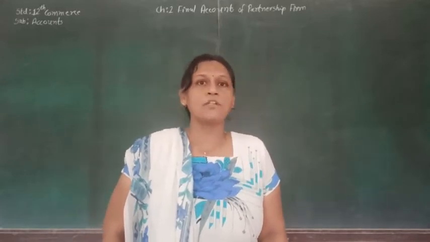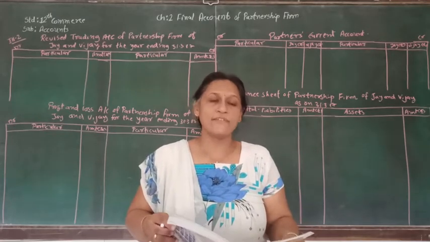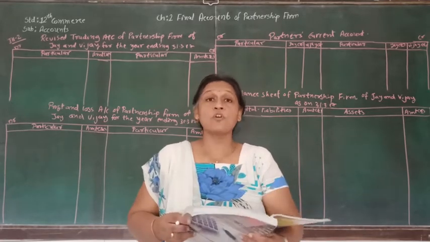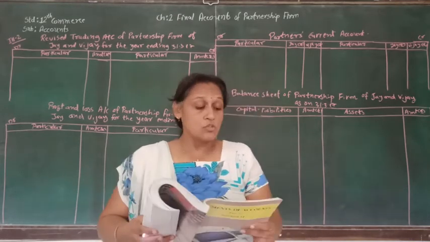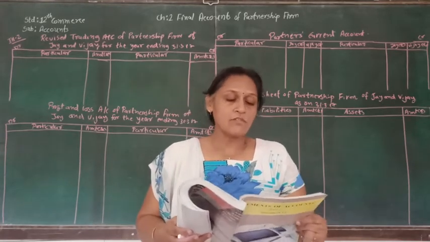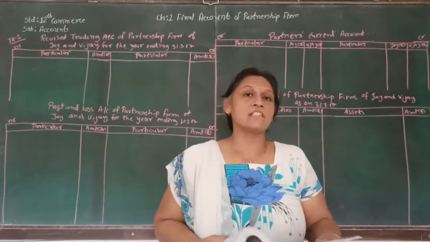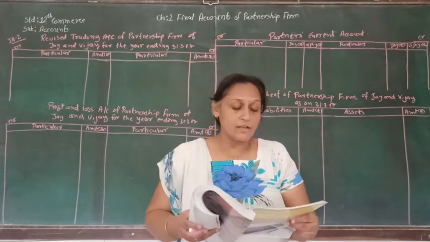Let's see illustration number 2. The following is the trial balance as on 31st 3/17 of Jay and Vijay. Prepare revised trading account. Here in this sum, the balance of the trading account is given to us, so we are going to prepare the revised trading account, then profit and loss account, current account as well as balance sheet, after considering the necessary adjustments. Adjustments are also given to us, and from that we have to prepare the final account.